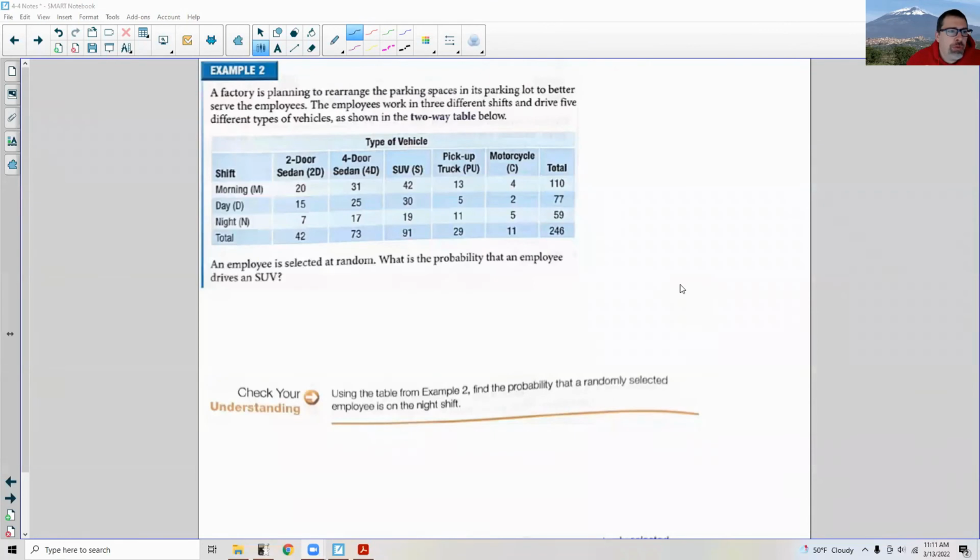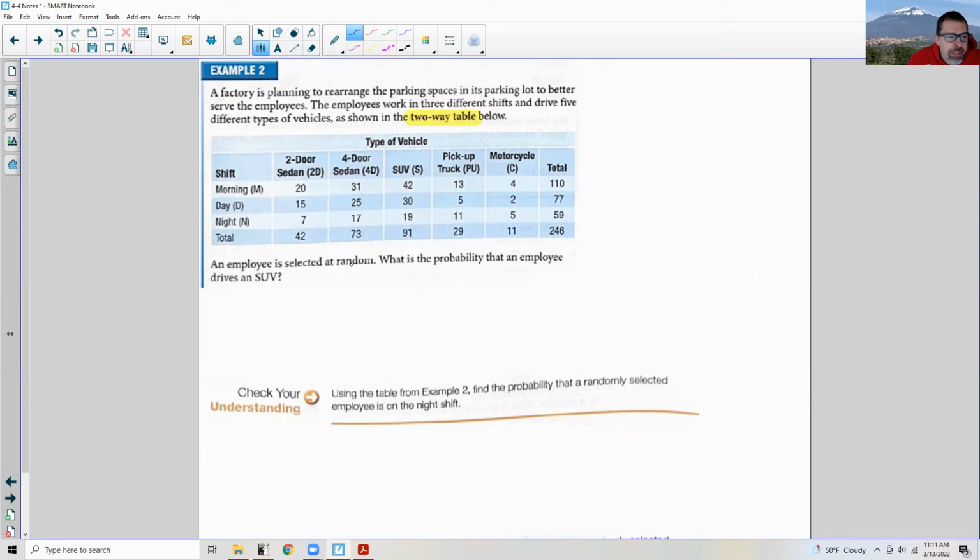All right, example 2 says a factory. Oh, by the way, this is a two-way table, as it states right here. That was a definition word from the first page. All right, so it says a factory is planning to rearrange the parking spaces in its parking lot to better serve their employees. The employees work in 3 different shifts and drive 5 different types of vehicles. So there's a morning shift, a day shift, a night shift, and 2-door sedan, 4-door sedan, SUV, pickup truck, and motorcycles are the categories that they have for parking, as shown in the two-way table below.